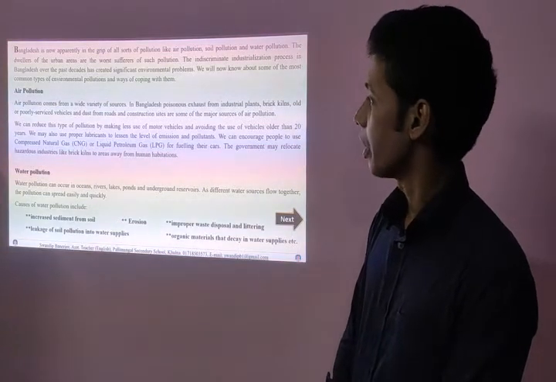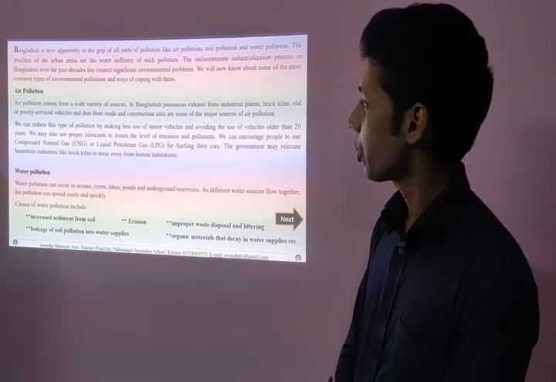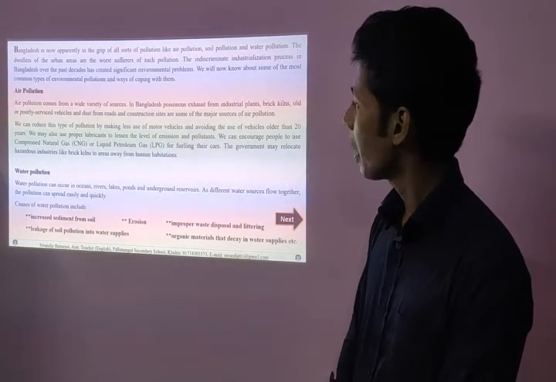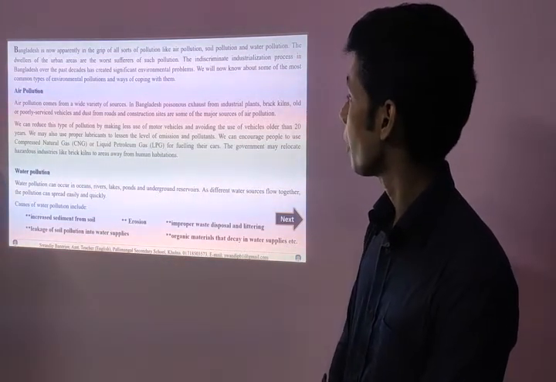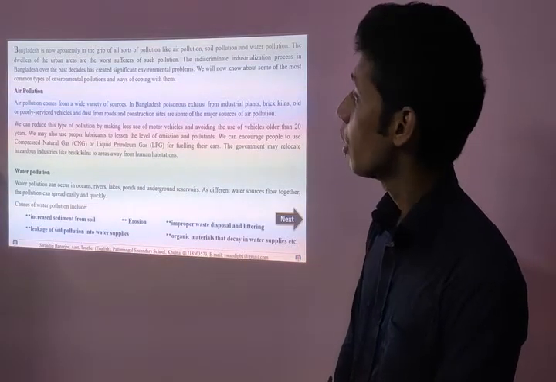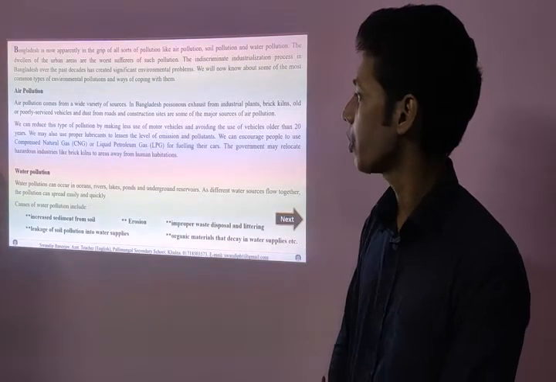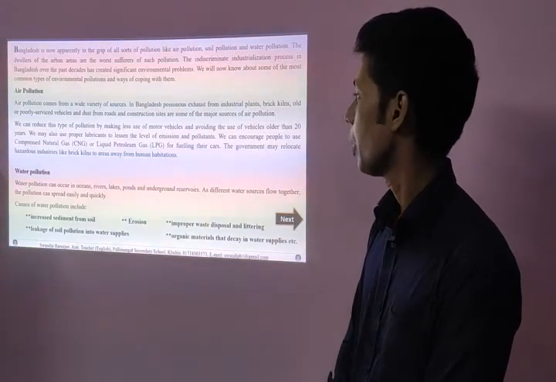First one is air pollution. Air pollution comes from a wide variety of sources. In Bangladesh, poisonous exhaust from industrial plants, brick kilns, old or poorly serviced vehicles, and dust from roads and construction sites are some of the major sources of air pollution.